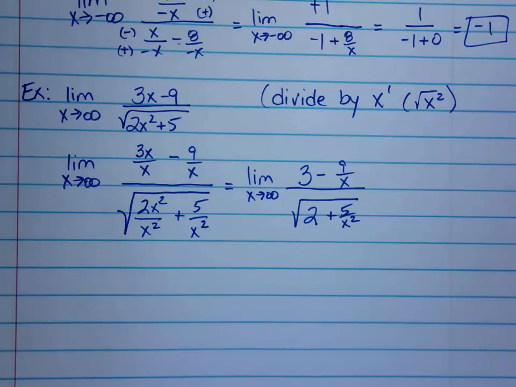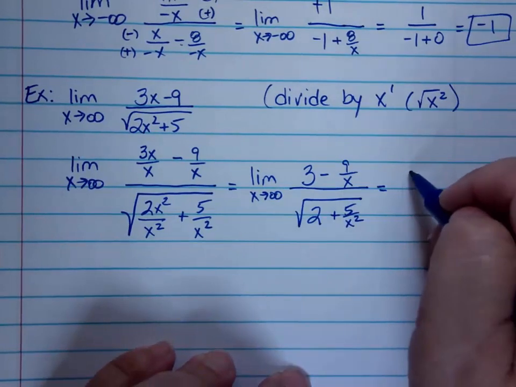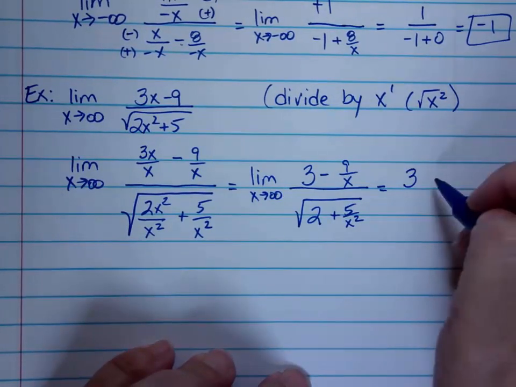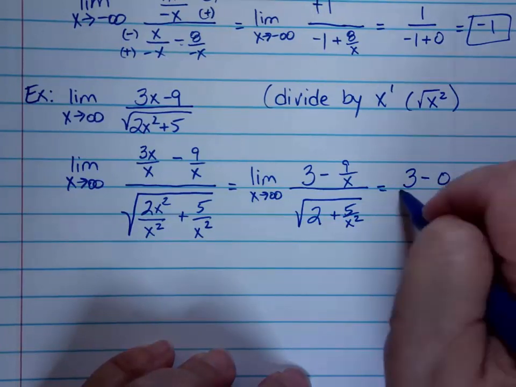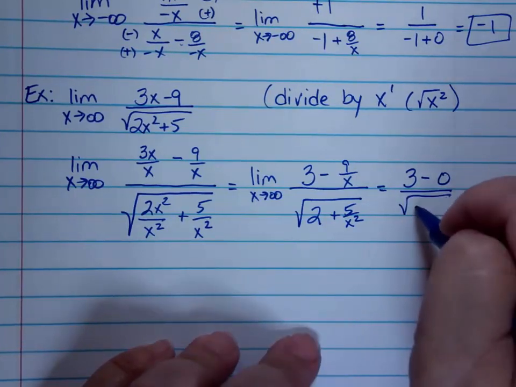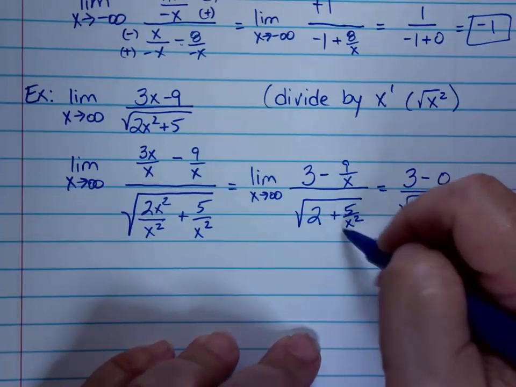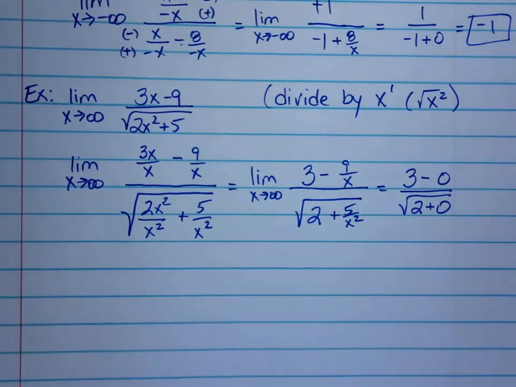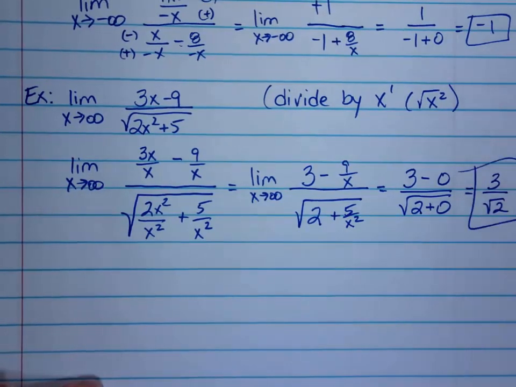Okay. Now we go ahead and substitute an infinite value, so this is going to be 3. We don't write limit anymore. Minus what? 0 over the square root of 2 plus, that's going to 0 also. And it doesn't matter that it's under the square root because the square root of 0 is 0 anyway. Okay? So let's just finish this. 3 over the square root of 2, and that's done.